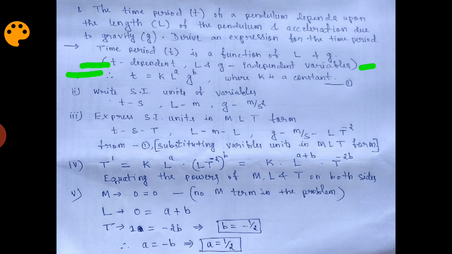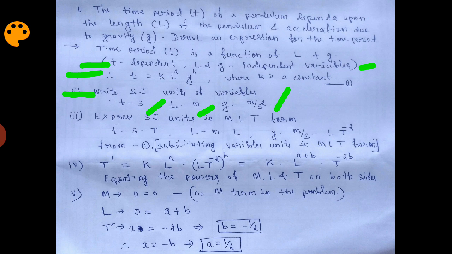Let's suppose it will be x raised to c, something like that. Then in the second step, what we have to do is write the SI units of the variables. So here the variables are T, L and g. T is the time period, and its SI unit is seconds. Length is in meters, and time is in seconds. Then g is meter per second square, acceleration due to gravity, all of us know that it is meter per second square.